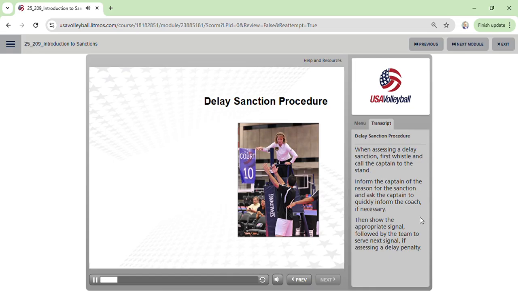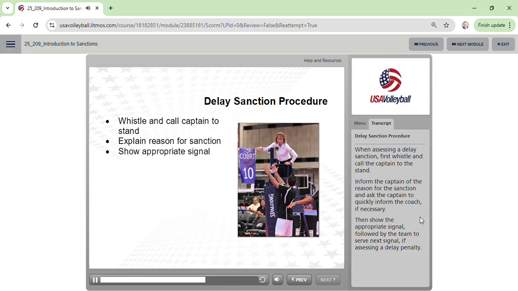When assessing a delay sanction, first whistle and call the captain to the stand. Inform the captain of the reason for the sanction and ask the captain to quickly inform the coach if necessary. Then show the appropriate signal, followed by the team to serve next signal, if you're assessing a delay penalty.